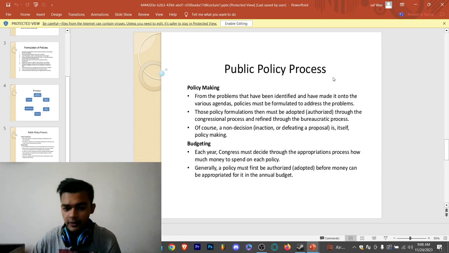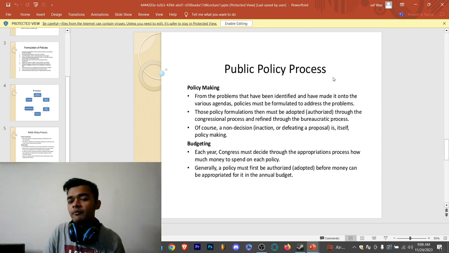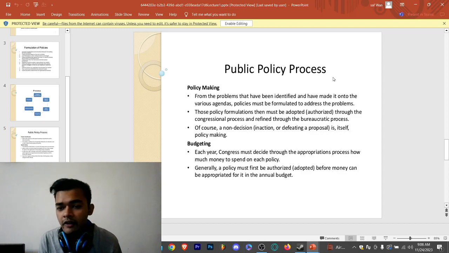Then we have policy making. From the problems that have been identified and have made it into the various agendas, policies must be formulated to address the problems. Those policy formulations must be adopted through the congressional process and refined through the bureaucratic process. Of course, a non-decision is itself policy making.